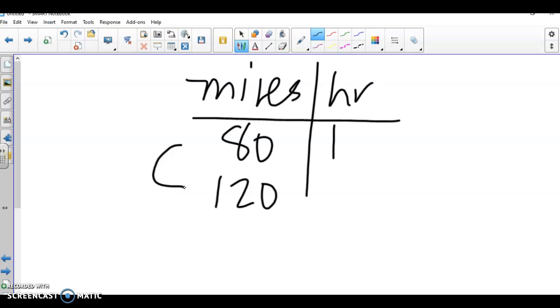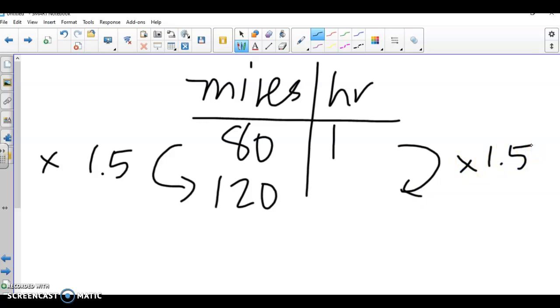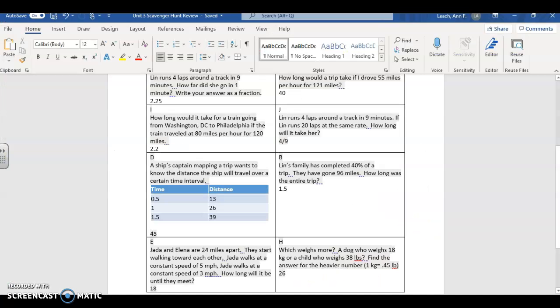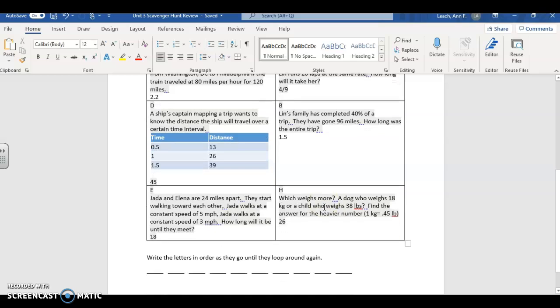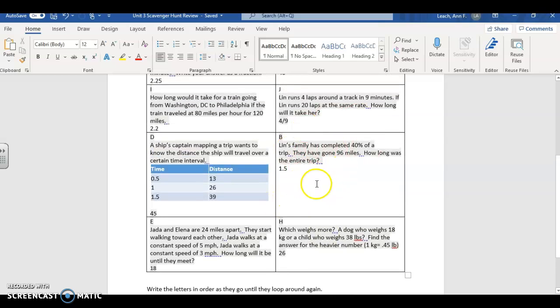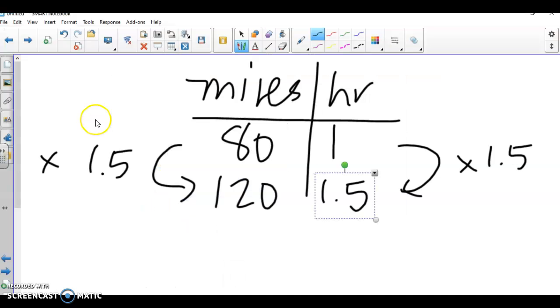So again, I'm not really sure what I multiply by here, but I'm going to divide the larger by the smaller. 120 divided by 80, and that gives me 1.5. So I'm going to multiply 80 times 1.5, and I'm going to do the same thing on the right side. 1 times 1.5, and that's going to get me 1.5. So that'll take me an hour and a half for that trip. So let's go back to the scavenger hunt. Let's look for an hour and a half. Oh, here it is. Right here, B. B is our next one, an hour and a half. So let's go back up and write down our letters.